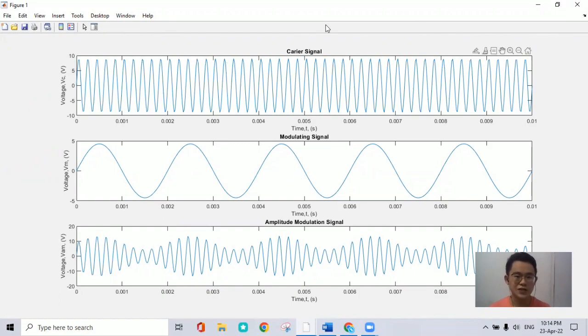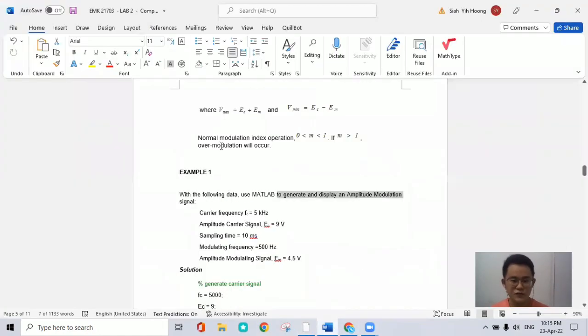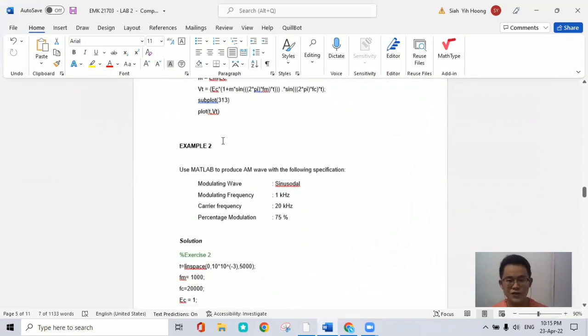Okay, so this is a carrier signal, the graph of the carrier signal. This is the graph of the modulating signal. This is the graph of the amplitude modulation signal. So you can see that the y-axis for this three graphs is voltage, and the x-axis is time in seconds as well. So for the second example, we need to generate the AM wave, which is the same thing.